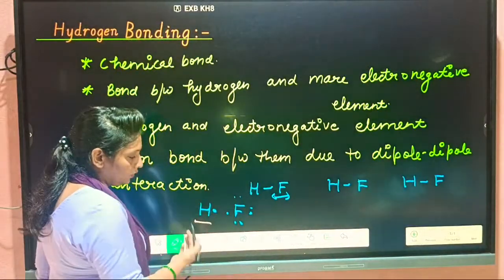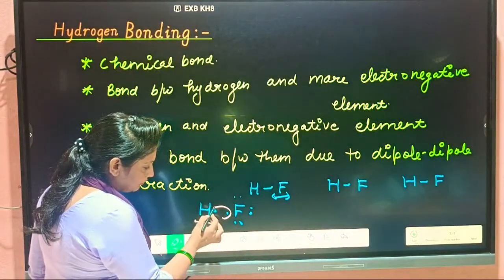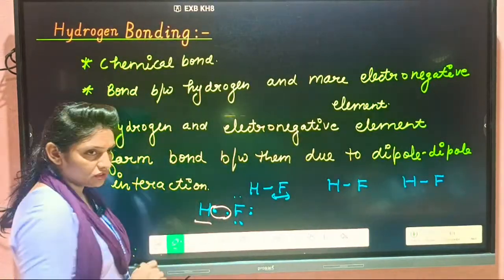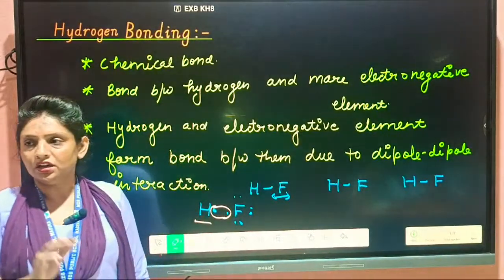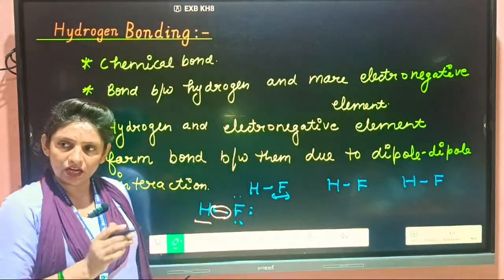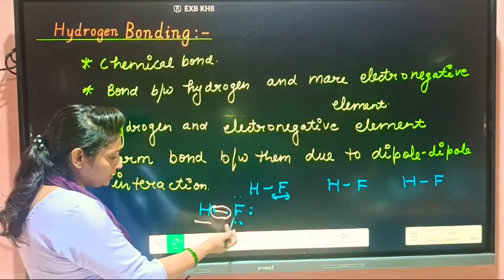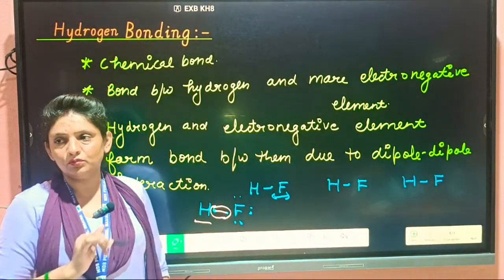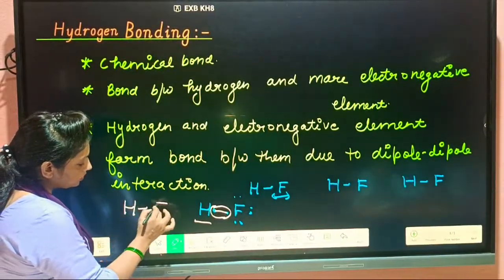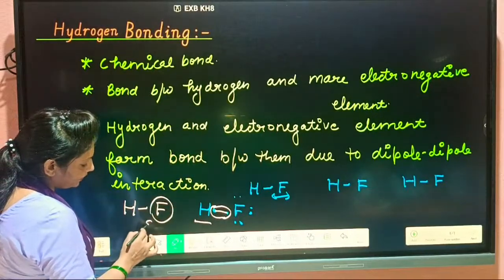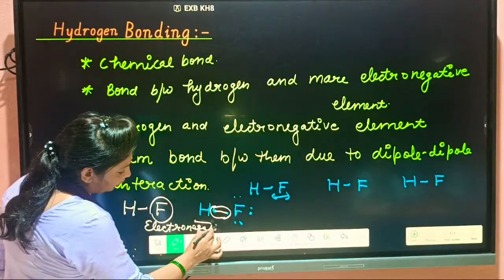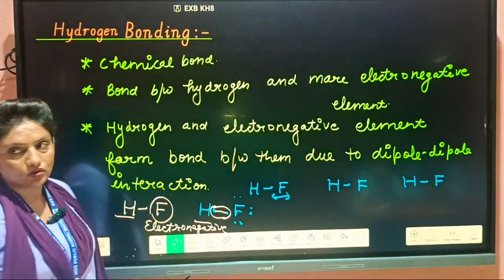So what can they do? They can share, mutual sharing they can do. One electron can be shared by hydrogen and one electron can be shared by fluorine. So by mutual sharing of the electron, they are forming a single bond between them. But students, here fluorine is more electronegative as compared to hydrogen.